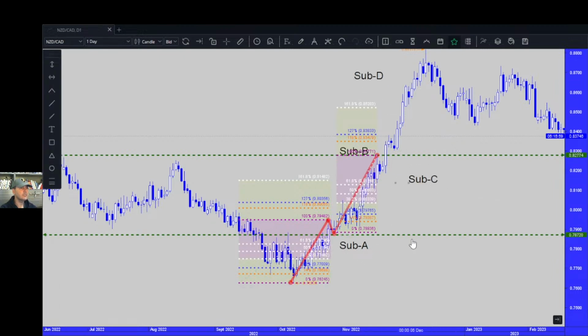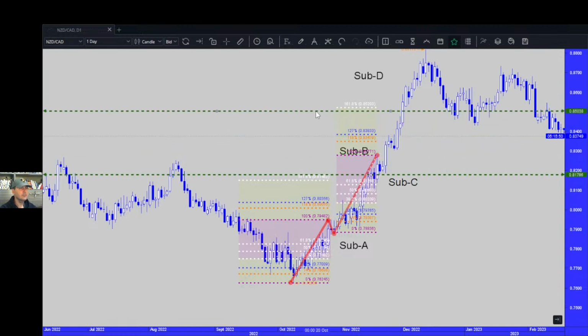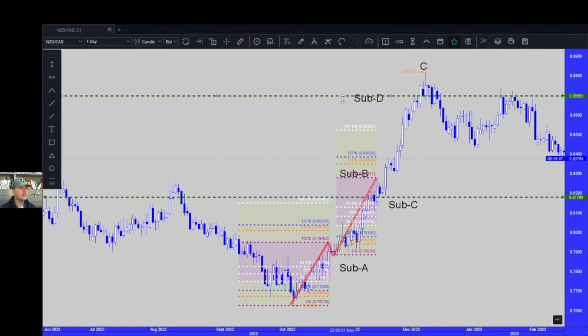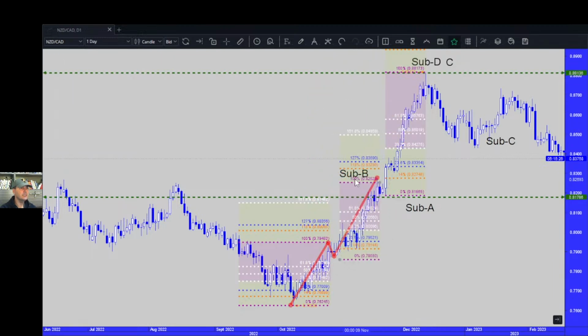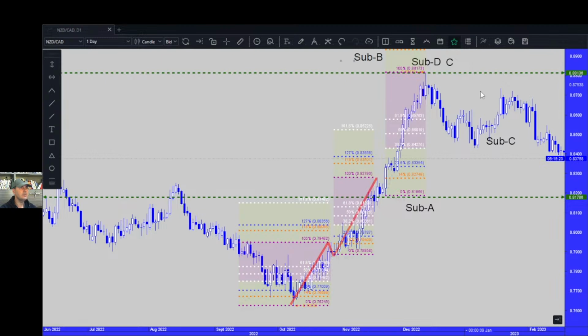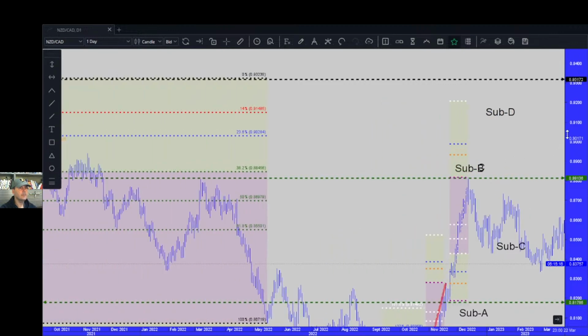Again, shallow retracement. This is the sub C in here, and must be a high. Up in here, now this is where you have the sub D. And by the way, the sub D equals to the capital C. Alright. And one more time, sub A goes to sub C and sub B goes to sub D. Alright.